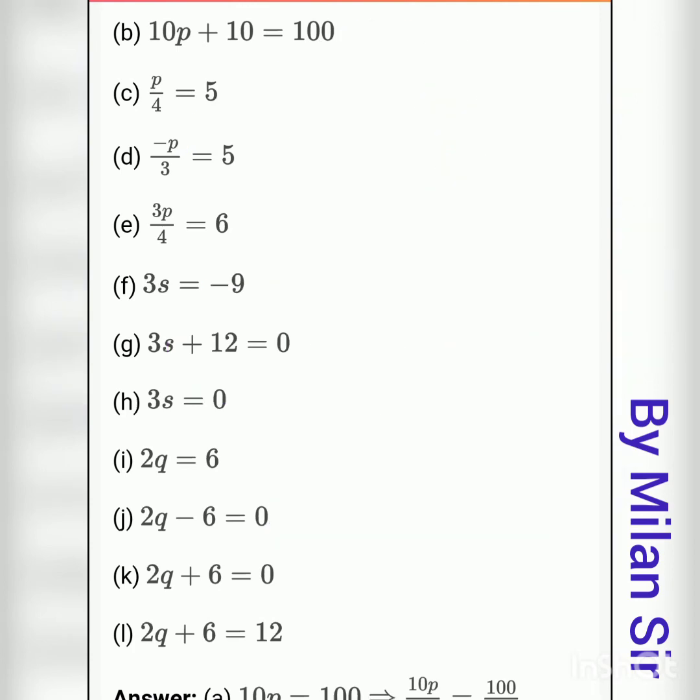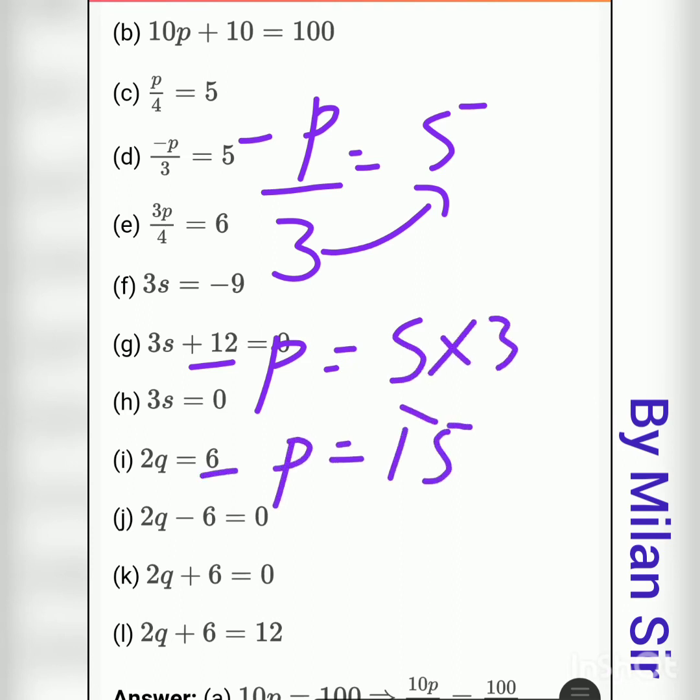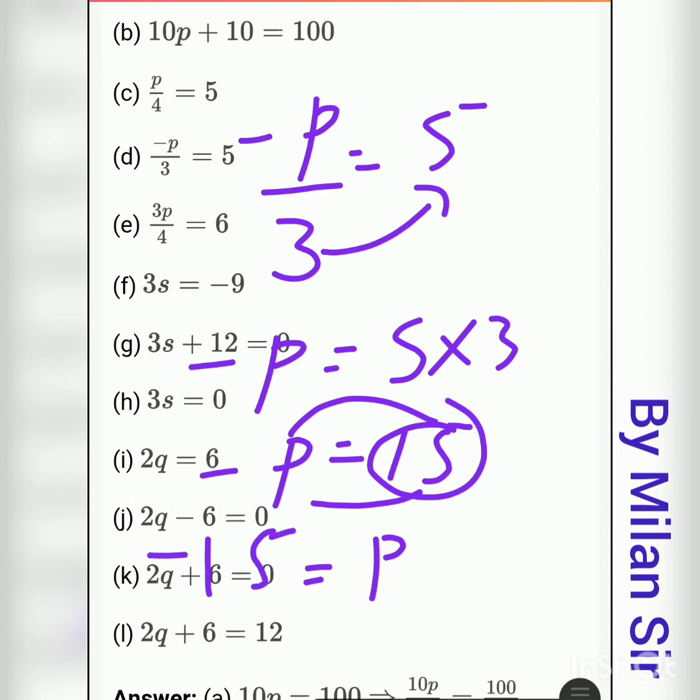Again, minus p by 3 is equal to 5. Transfer this 3 here, it goes to the numerator. So minus p is equal to 5 multiplied by 3. So minus p is equal to 15. Now change the side. So p, if we transfer to the right hand side, becomes plus p, and this plus 15 becomes minus 15. So p is equal to minus 15.